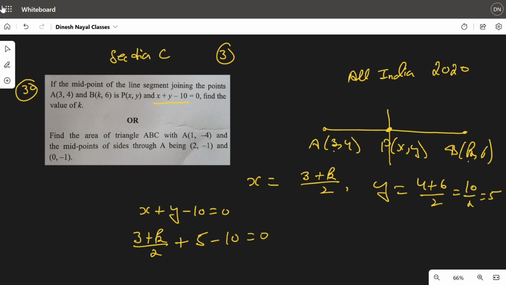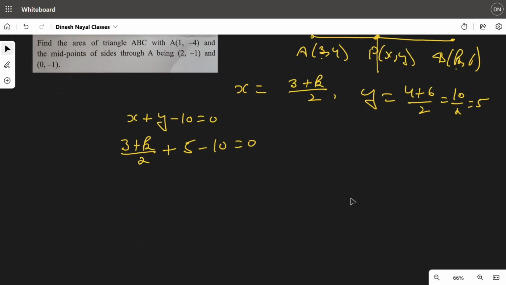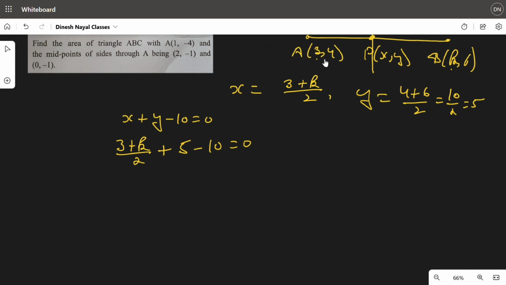So we just have to solve this equation to get the value of k, and we know that 5 minus 10 will be minus 5. So (3 plus k)/2 minus 5 equals 0. Take minus 5 to that side. This will be (3 plus k)/2 equals 5.